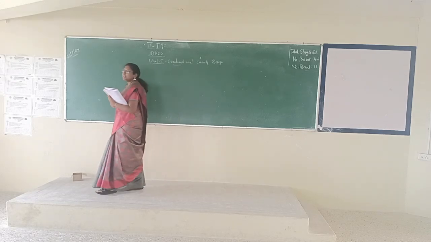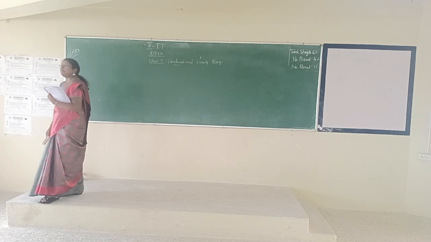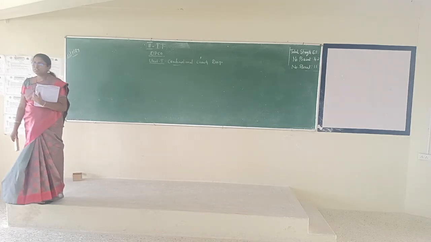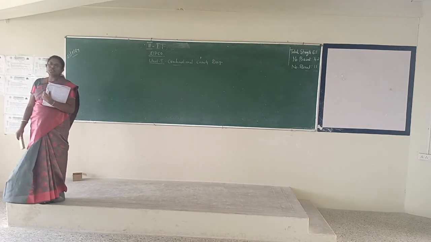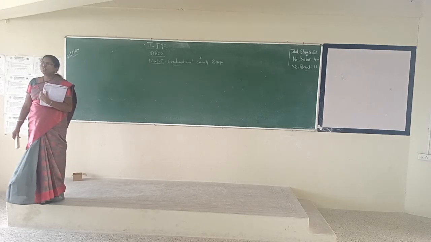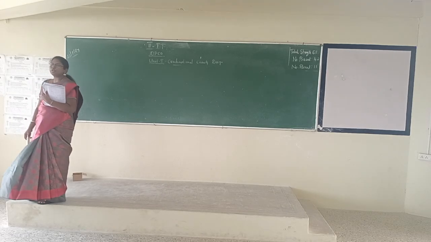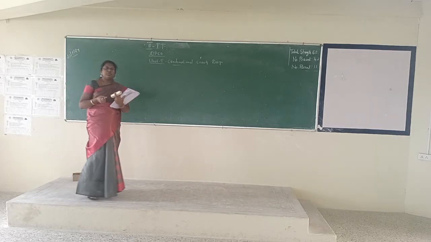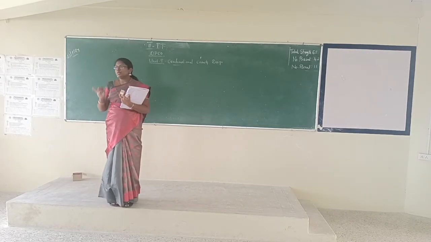Right. So we are designing the combinational circuits. What is the first step? First, we design the combinational circuit. For that, the operation will be explained in the form of a truth table.